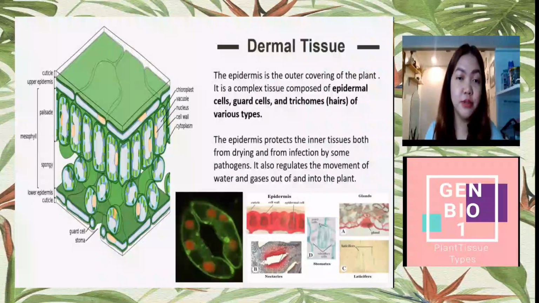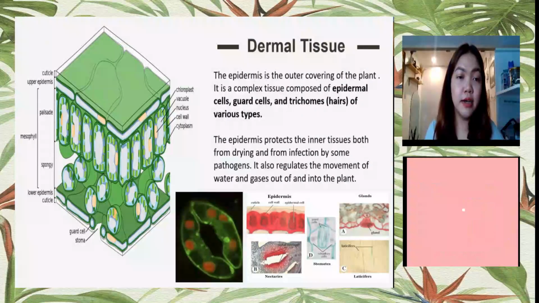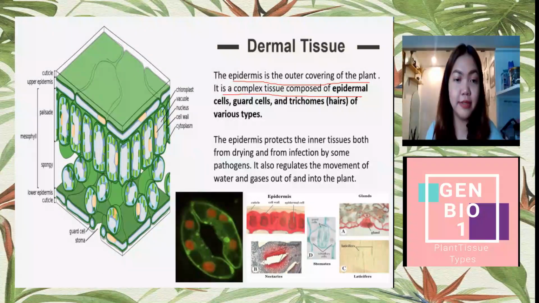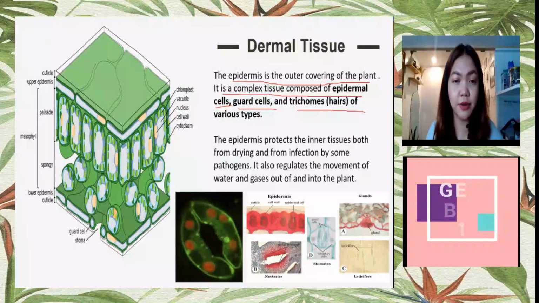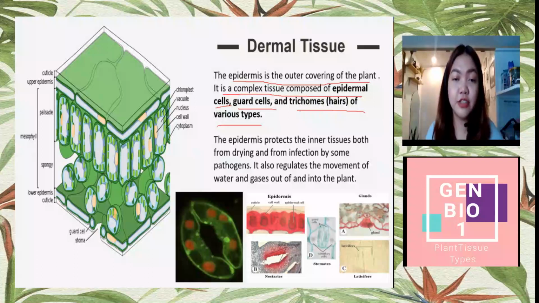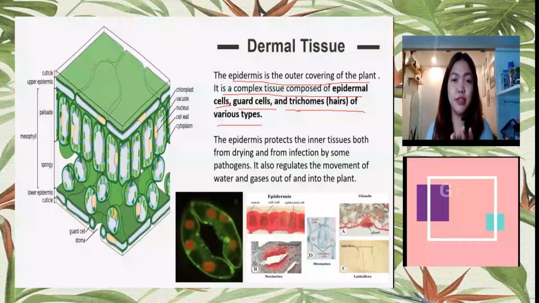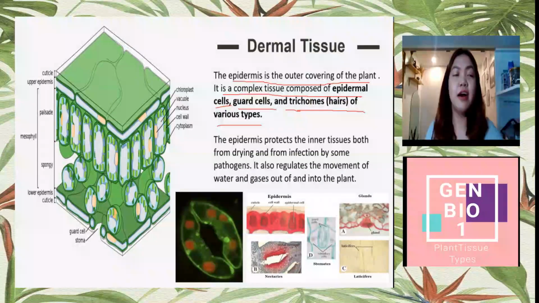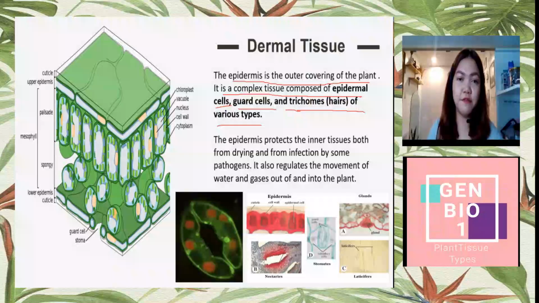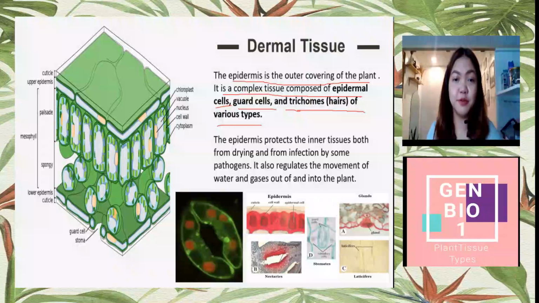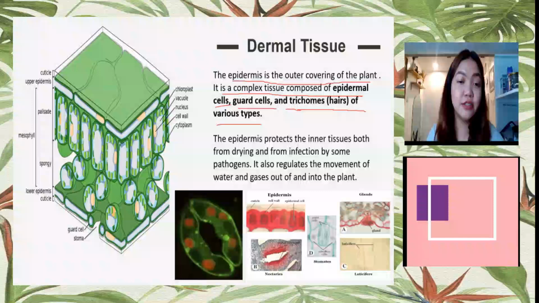We have your dermal tissue. The dermal tissue includes, as I said earlier, your epidermis, which is the outer covering of the plant. It is a complex tissue composed of your epidermal cells, guard cells, and trichomes or hairs of various types. The trichomes are the hair protrusions that you feel whenever you touch a hairy leaf. For example, the oregano is a type of trichome. Also the okra, right? It's a bit hairy. So that's trichomes.